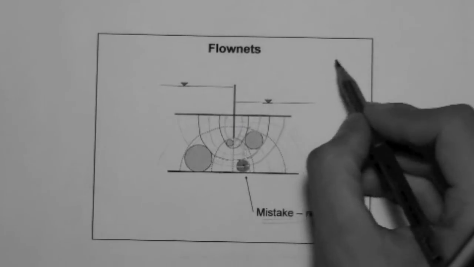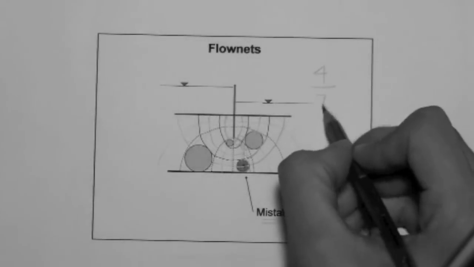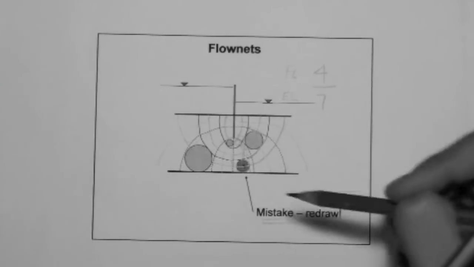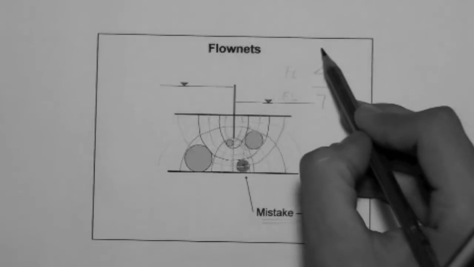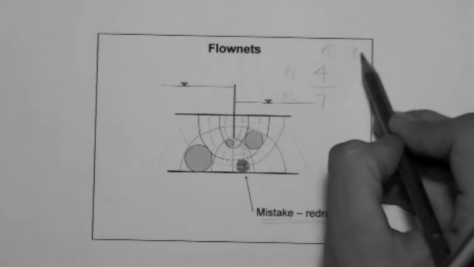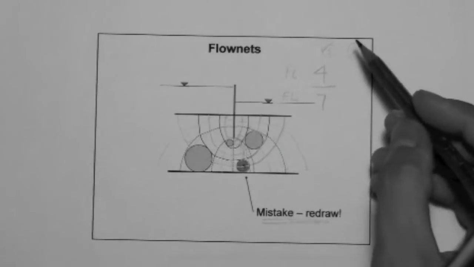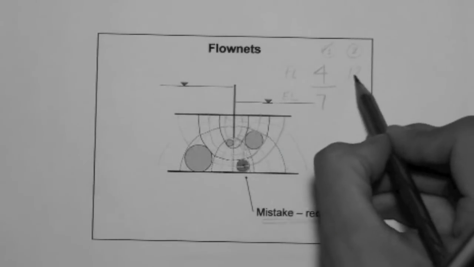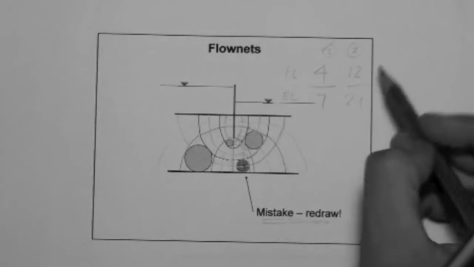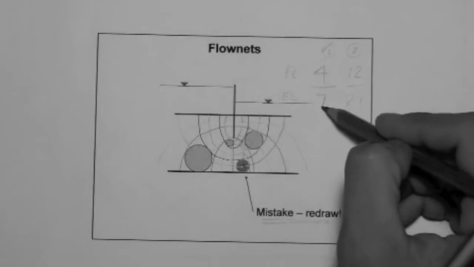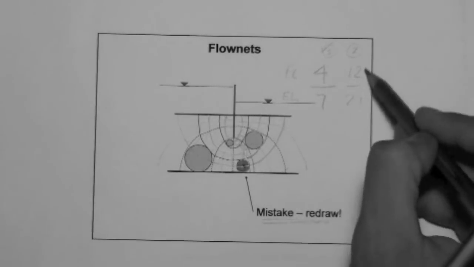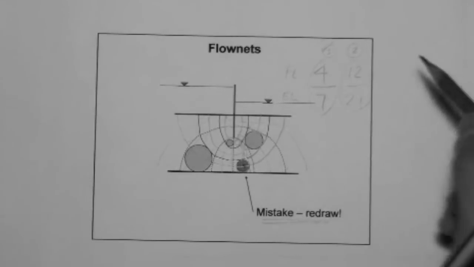Well, actually, hold on. If you have 4 to 7, right? Flow lines, equipotential lines. Another student, let's say that this is you, okay? Another student, this is number 1, that's you. Number 2, another student, may draw a flownet with 12 flow lines and 21 equipotential lines. Okay? In this case, the ratio is the same, 4 to 7, right? 4 times 3, 12, 7 times 3, 21. So this ratio is the same as this ratio.